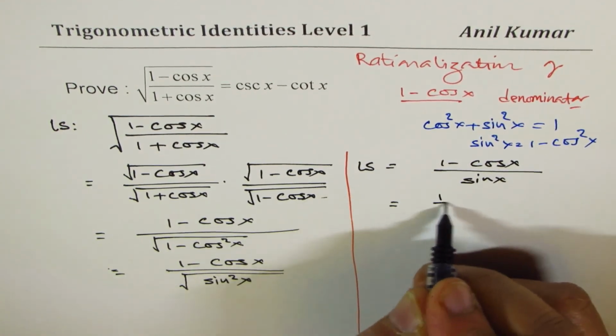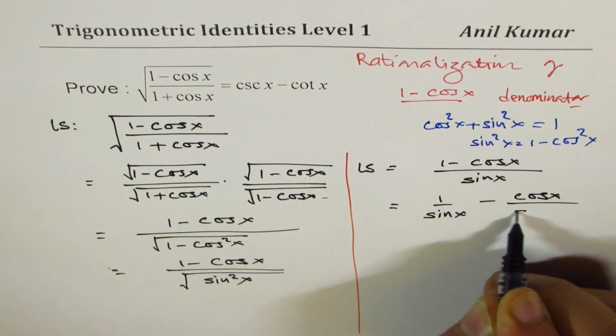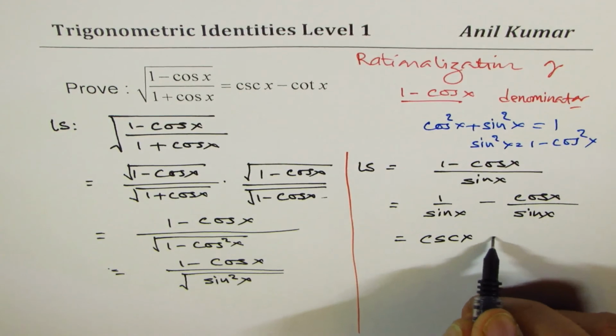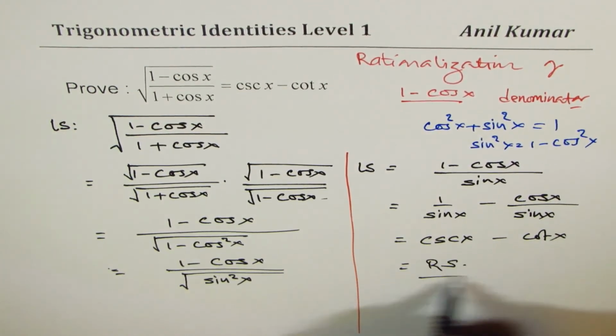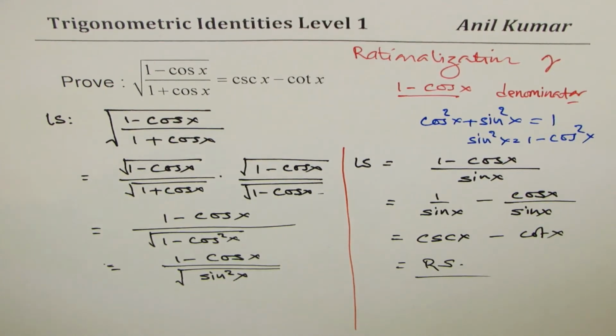So I could write this as 1 over sine x minus cos x over sine x, correct? 1 over sine x is cosecant x, and cos over sine is cotangent x, and that is the right side. Do you see that? So that is how you could easily solve or prove this particular identity. So rationalization is a good method to use whenever square roots are involved. I hope you learned very important strategies in proving these trigonometric identities.